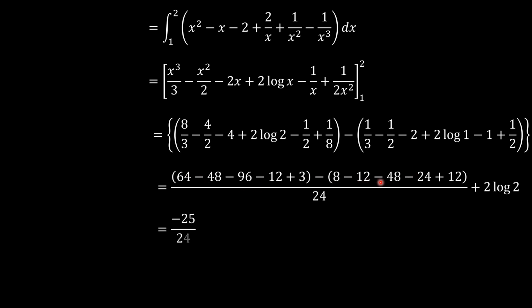Here again you can combine minus 12 and minus 48 to be minus 60, and then minus 24, which is minus 84, and then you add 12, so eventually you get minus 25 over 24 plus 2 log 2. 2 log 2 is the same as log 2 to the power 2, which is log 4, and the answer here is log 4 minus 25 over 24, and that's the final answer.